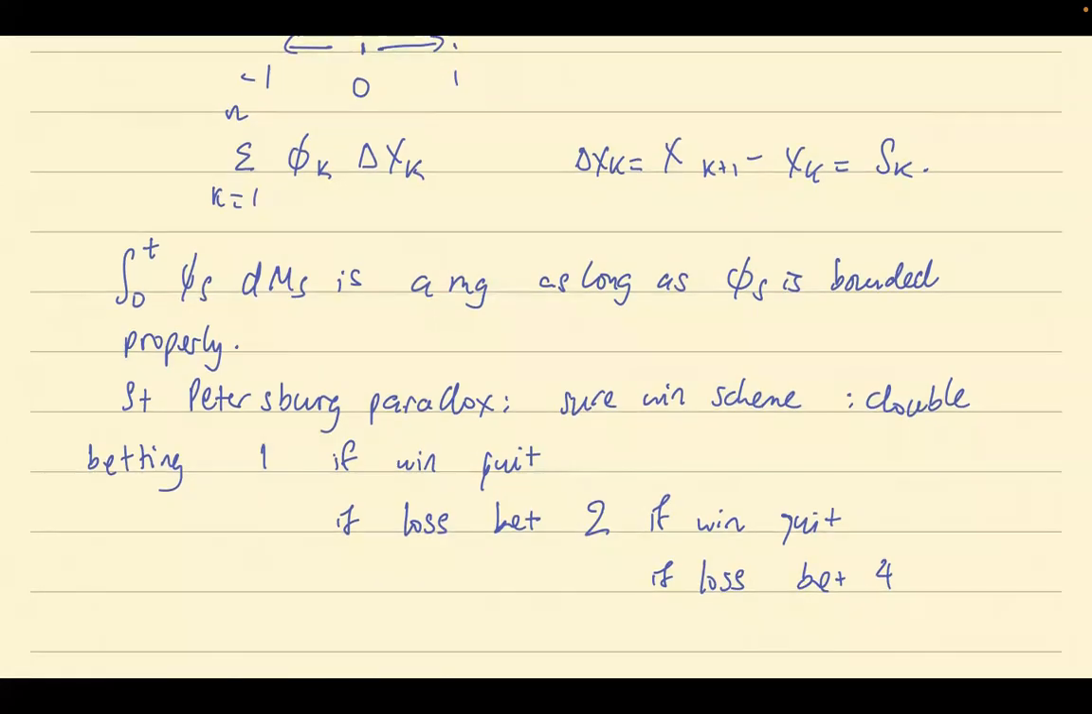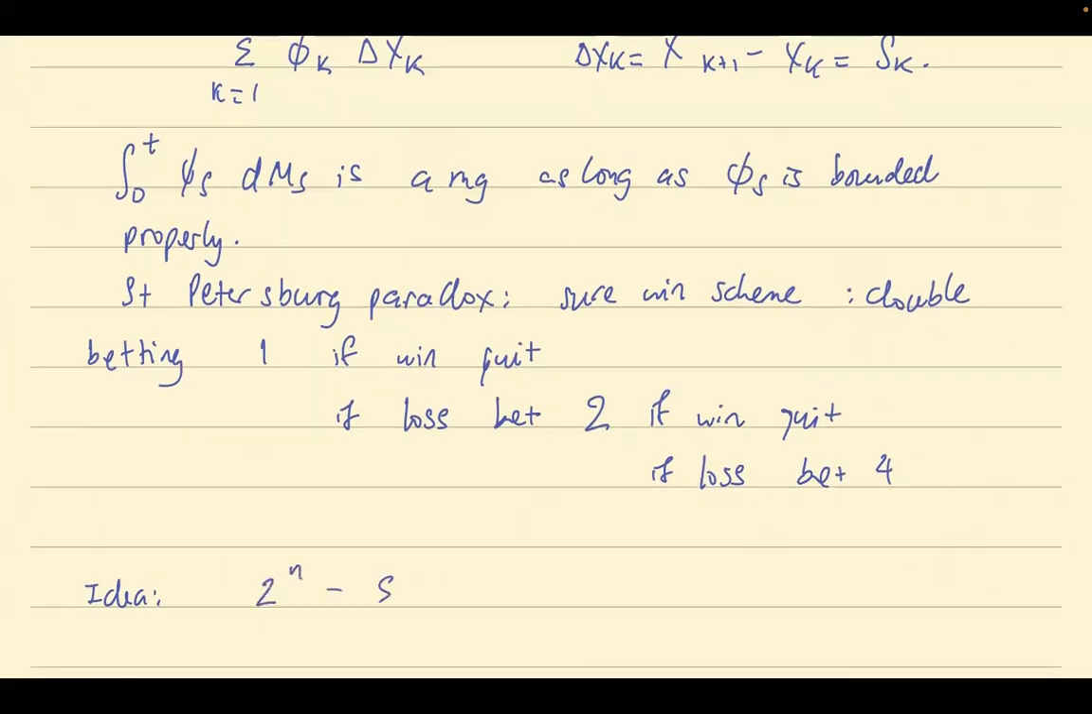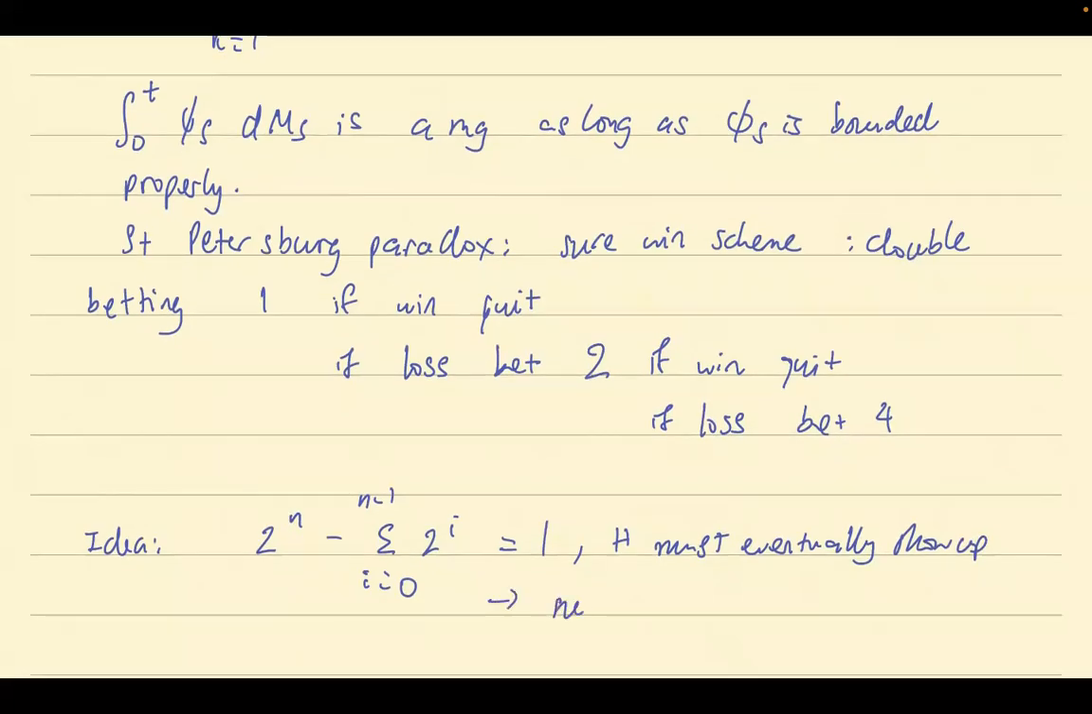So the idea is very simple. Because 2 to the n minus the sum of 2 to the i from 1 to n minus 1 is, I guess, always 1. So this is your win on the nth turn if the head shows up, and this is your loss on the previous turns. And the head must show up at some point. So that's going to be a sure win. Okay? Understand?